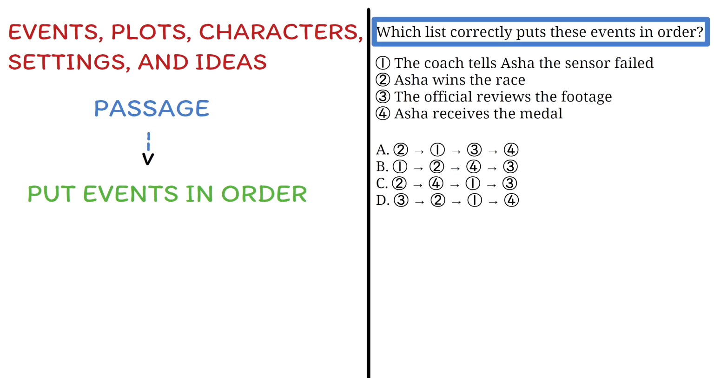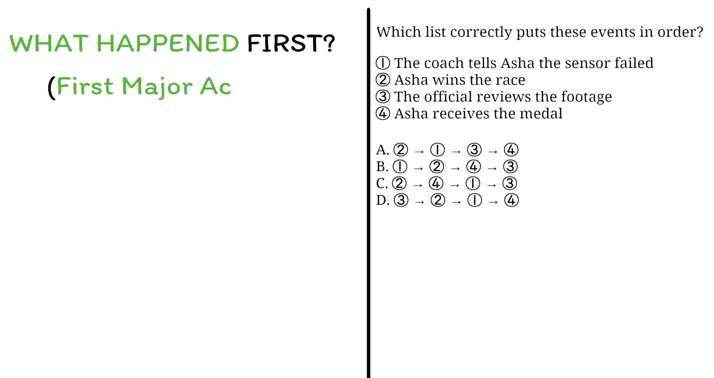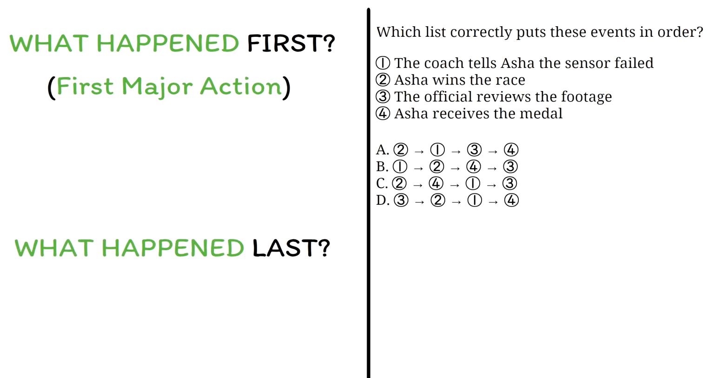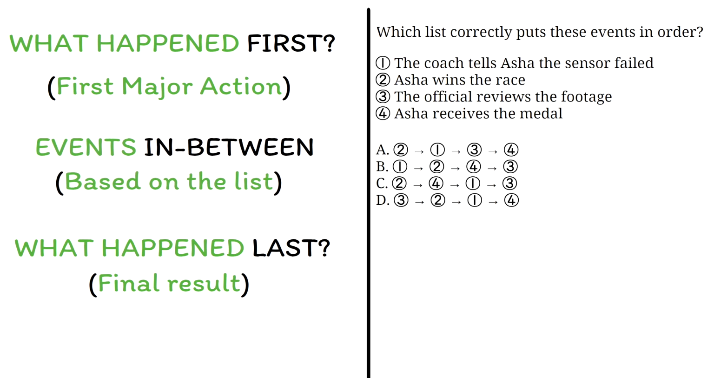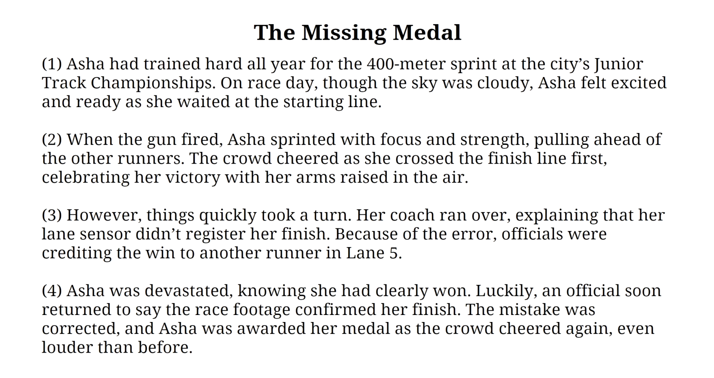Which list correctly puts these events in order? To answer this question, we need to find out what happened first. That is, the first major action in the passage. Next, we look for what happened last. This means the final result of the situation. Once we know the beginning and the end, we can use the list of events to figure out what happened in between in the passage. That's how we arrive at the best answer, by building the timeline from start to finish. Now let's go to our passage and find our first action and final outcome.